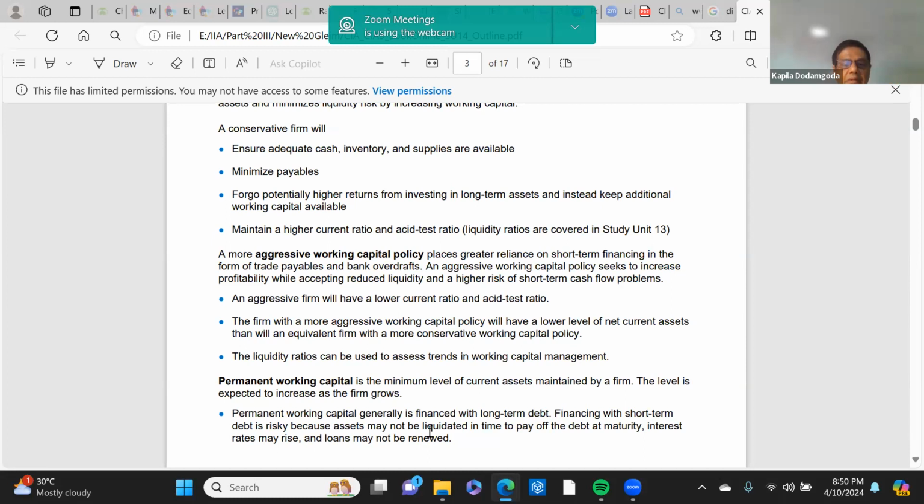So permanent working capital generally is financed with long-term debt. Financing with short-term debt is risky because assets may not be liquidated in time to pay the debt at maturity. You may not be able to liquidate and pay the debt at maturity, or interest rates may rise. That is also there. When you borrow short-term funds, interest rates may rise and the loan may not be renewed. The bank may say, you are in a difficult situation, or the economy is going through a difficult situation, so we have to stop that working capital funding. That is a problem that can come.